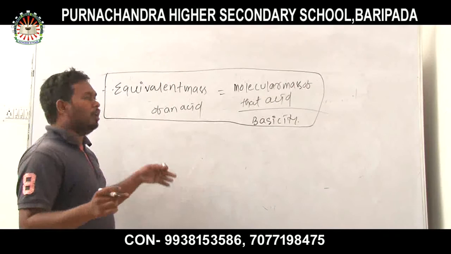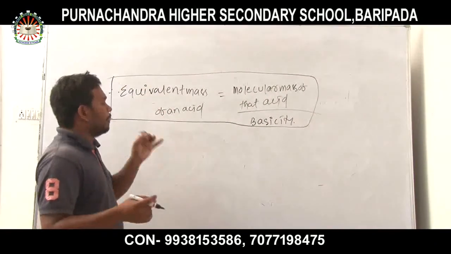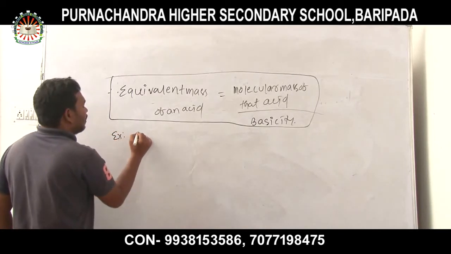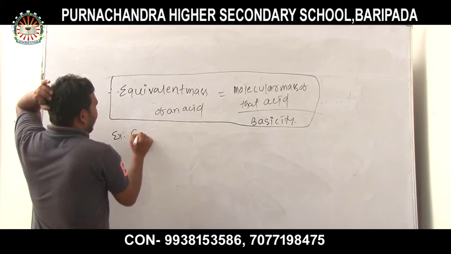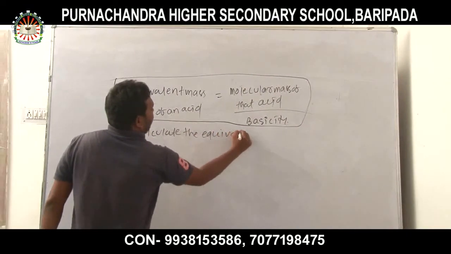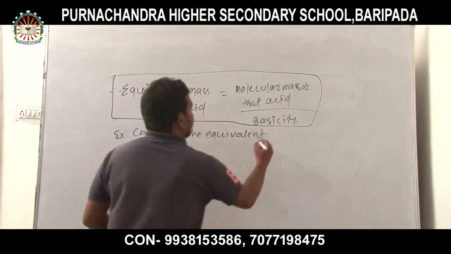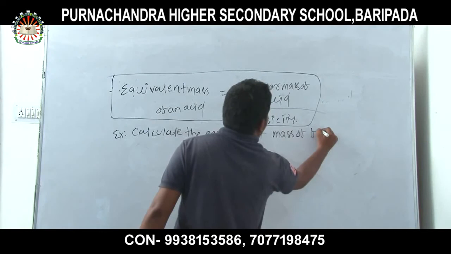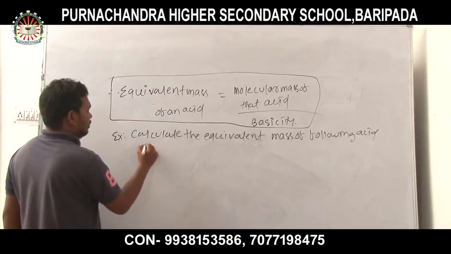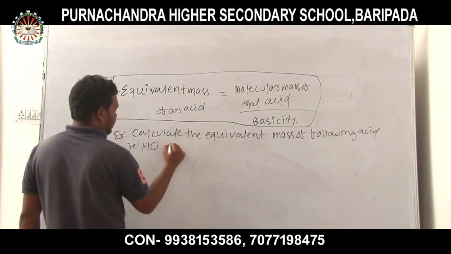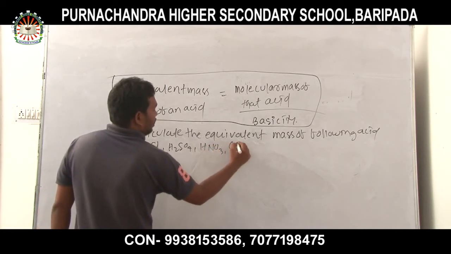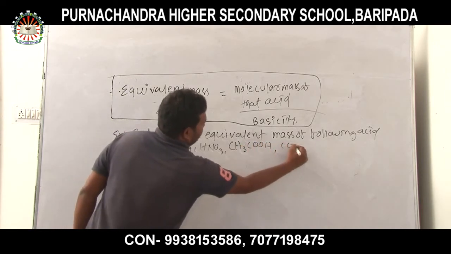Here I am taking an example, and the rest of the acids I will give you to calculate the equivalent mass. Question: calculate the equivalent mass of the following acids: HCl, H2SO4, HNO3, and acetic acid CH3COOH, and another acid.